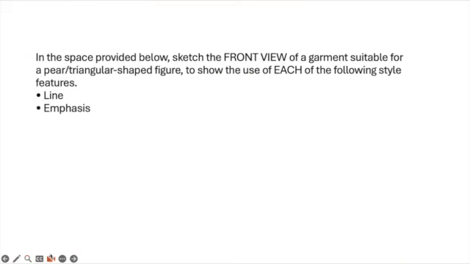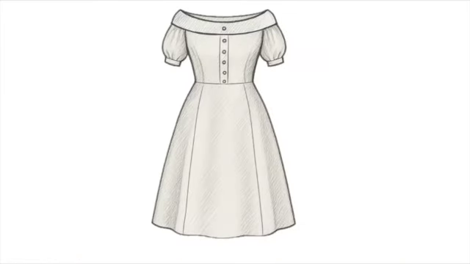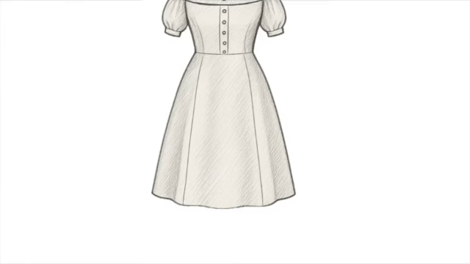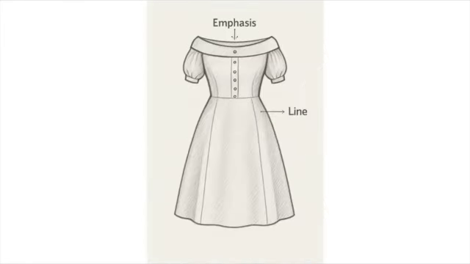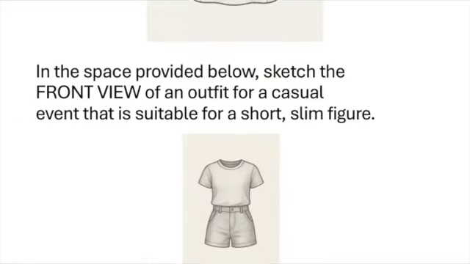So in the space provided below, sketch a front view of a garment suitable for a pear figure type to show each of the following. So they asked us to make a sketch of a front view, and we are going to focus on our lines and our emphasis. All right. So this is a sketch. You don't have to do it this neat, but make a sketch and you're gonna get some marks for it. And we are going to focus on line and emphasis. So they said we are to label. So you're going to make your drawing and then you select the emphasis. So on this dress, the emphasis will be the off the shoulder collar, and then the lines, of course. So you label.